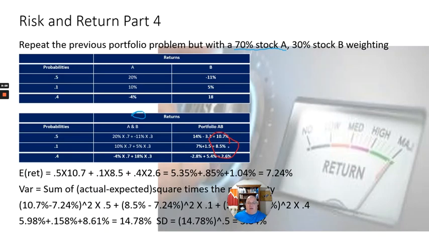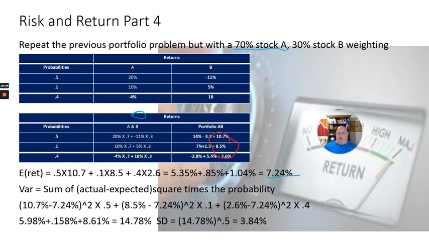So to find the expected return, you simply take 0.5 times this 10.7. You take 0.1 times this 8.5. And the remainder of the probability is 0.4 times the 2.6. You get these component values. When you add them up, you can see that the expected return for the portfolio is actually a positive 7.24%.